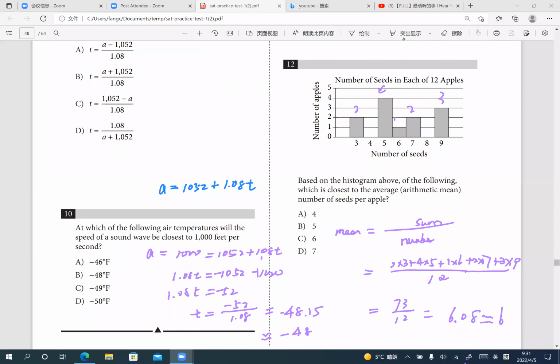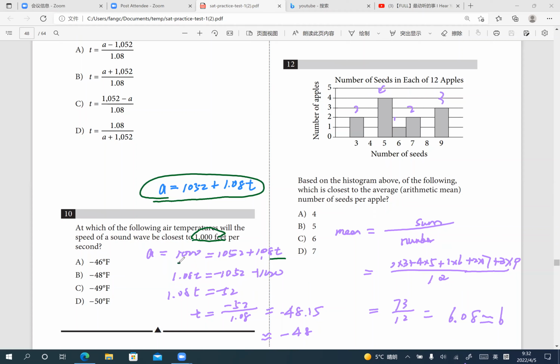Question 10. At which of the following air temperatures will the speed of a sound wave be closest to 1,000 feet per second? And we have the equation A equals 1052 plus 1.08t. And this equation explains the relationship between the speed of sound and the temperature. And the question is, when the speed of a sound wave is 1000 feet per second, what is the temperature? So we just need to substitute 1000 for A and solve for T.